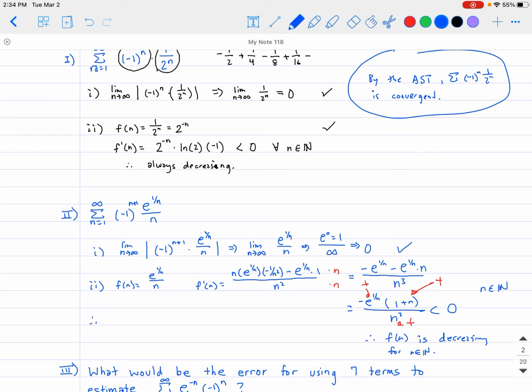Once again, therefore, by the alternating series test, the summation of negative 1 to the power of n plus 1 times e to the 1 over n divided by n converges. All right, cool. So that is basically the basic idea.